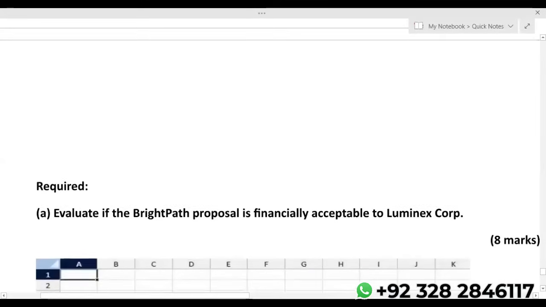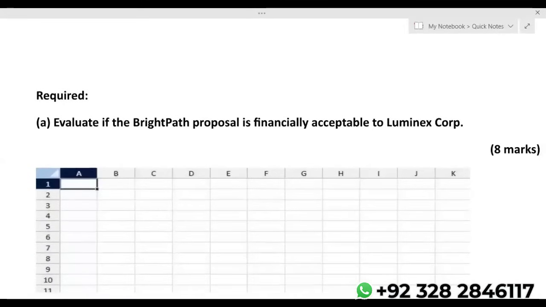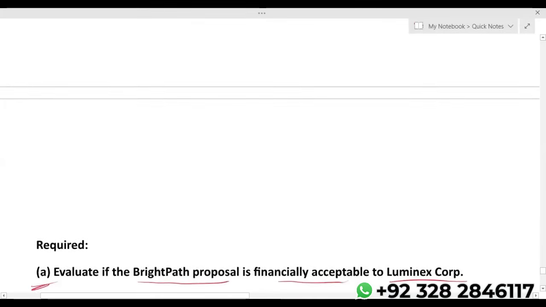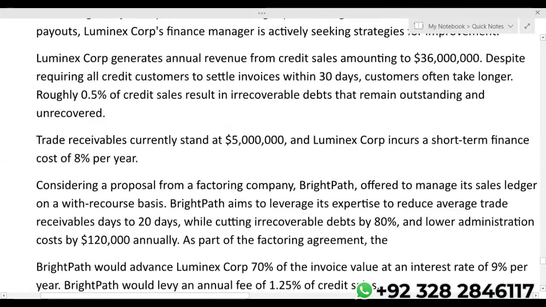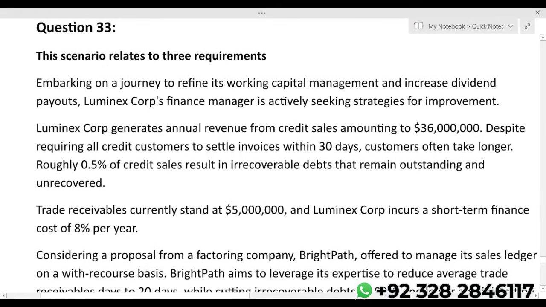Question 33. Look at this. Part A. Evaluate if Bright Path proposal is financially acceptable to Luminex Corporation. 8 marks. Now let's read which proposal they are talking about. Embarking on a journey to refine its working capital management and increase dividend payouts, Luminex Corporation Finance Manager is actively seeking strategies for improvement.